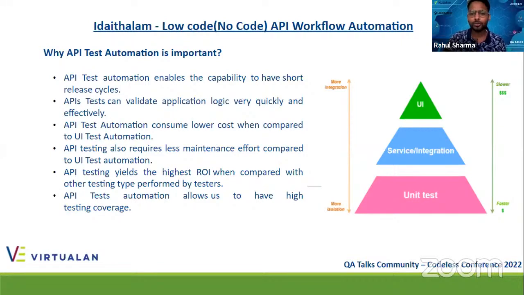It also enables you to have short release cycles. It gives the capability to move to production very quickly with the help of these tests. Basically, you are attesting your software with the help of API tests. It also costs less when compared to UI test automation. It takes less maintenance and obviously less effort when compared to UI test automation. It yields the highest ROI when compared to other sorts of testing performed by testers, and we can also have high testing coverage with the help of API tests. So that's why API test automation is important.